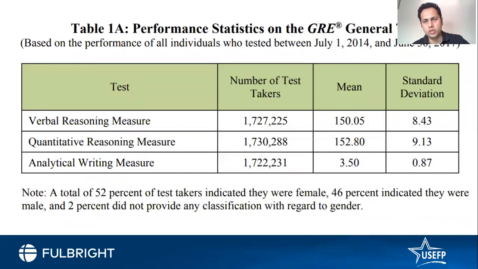Some statistics about the GRE over 3 years. From 2014 to 2017, around 17 lakh people gave verbal, having a mean score of 150. Quantitative reasoning, 17,30,000 people gave, having a mean score of 152.8. And analytical writing is 3.5. This is the mean score, which means that 50% of the people are above this mean, 50% are below it. So you should at least try to aim to go above the mean.